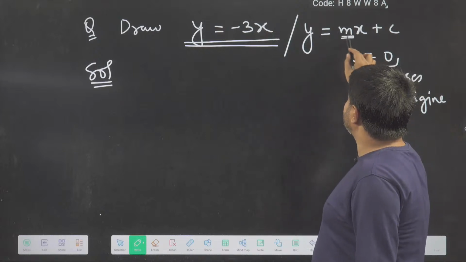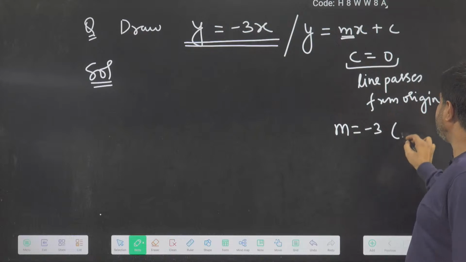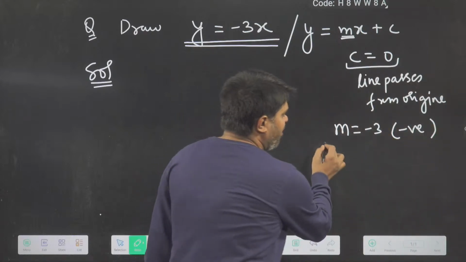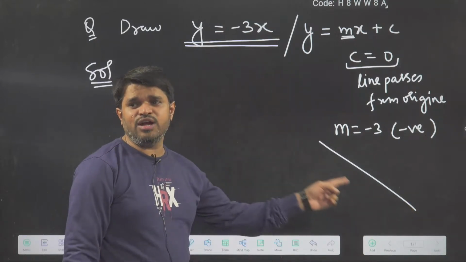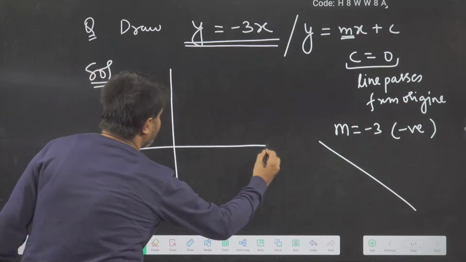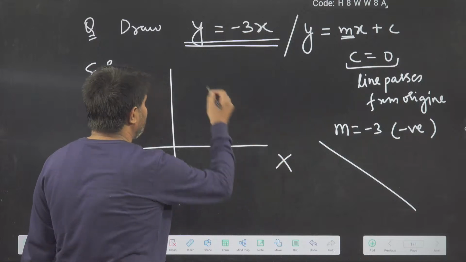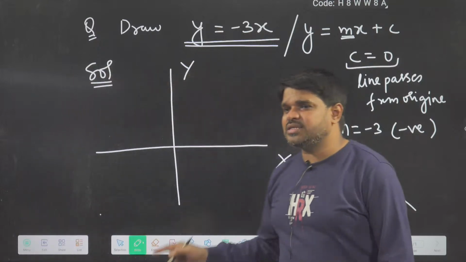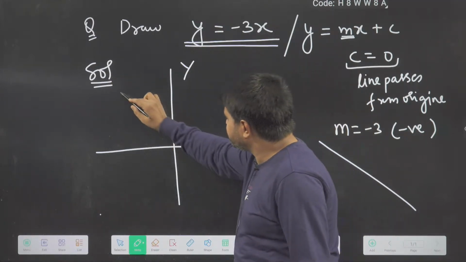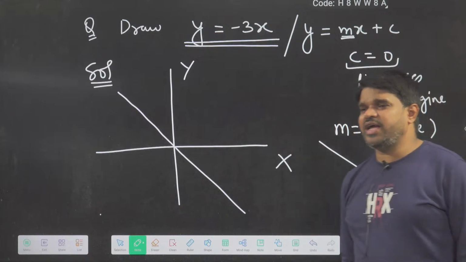Now if I see, the slope m is minus 3. So slope is negative. Whenever we have negative slope, we have this kind of line. So I have to draw a line passing from origin and having negative slope, something like this. So this is the graph of the equation y equals minus 3x.